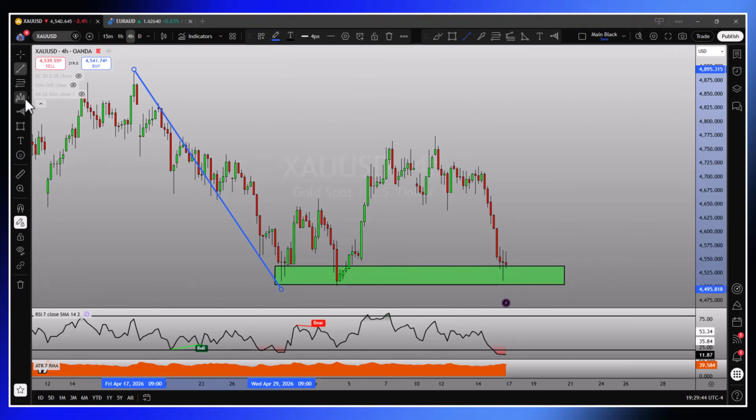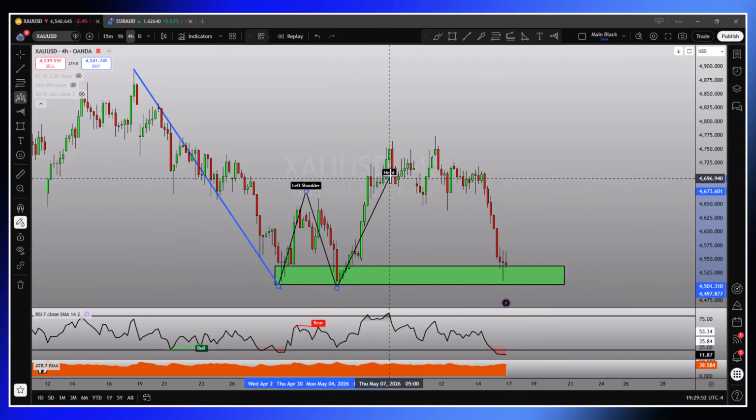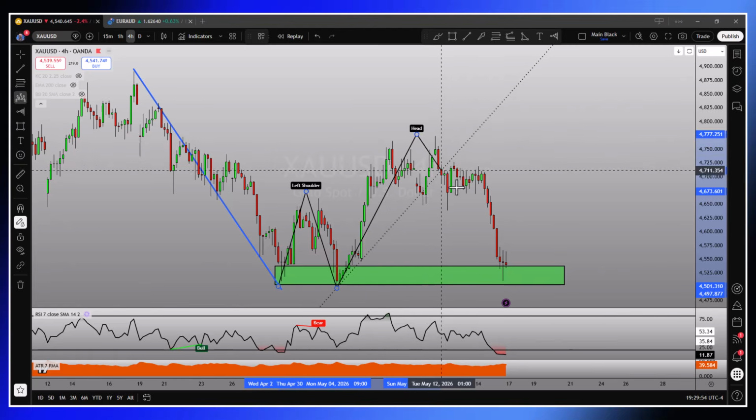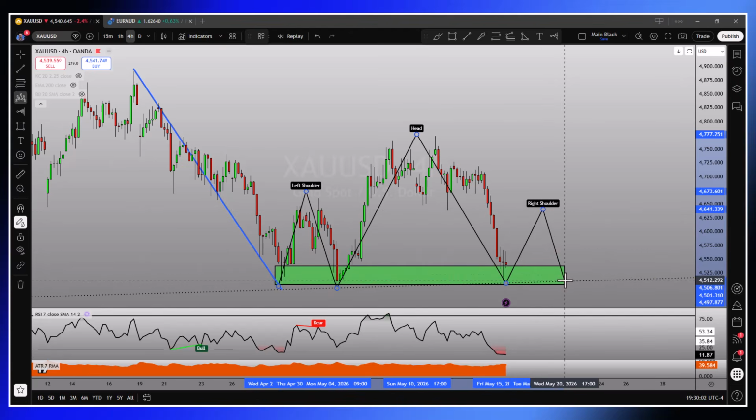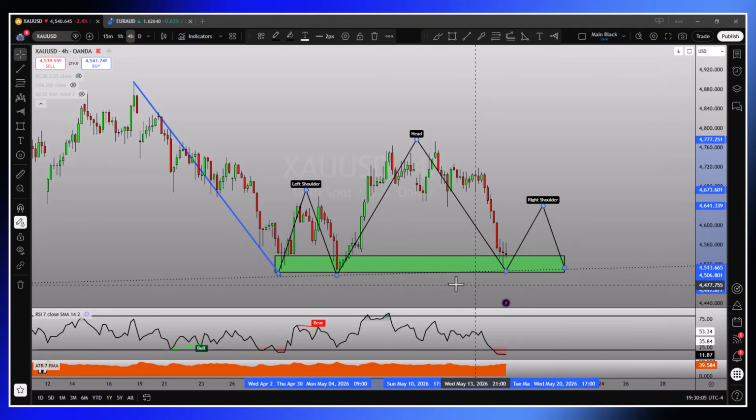I'm trying to figure out how to draw this on with the thing. And then this would be our left shoulder. This would be our left neck. This would be our head. This would be our right neck. Then the right shoulder would be somewhere symmetrical around this area. And then we'd look for a violation to the downside and a continuation lower.